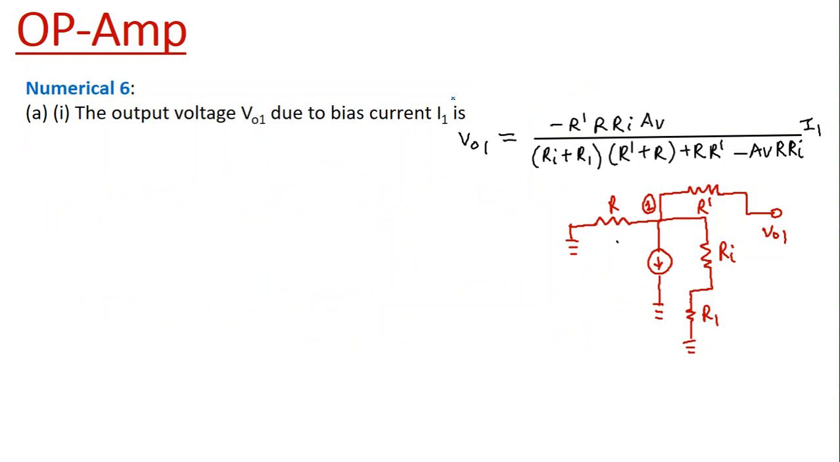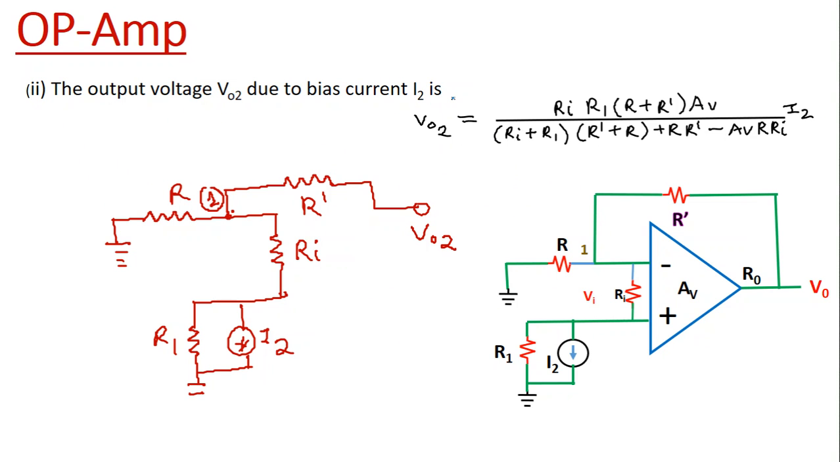Now let us solve the B part, that is the second part of this question, that is VO2. When VO2 is found with respect to I2 and I1 is open circuit, the circuit diagram will look like this. This circuit diagram can be drawn in simplified form like this. This is R dash, this is Ri. Now I2 will come across R1 from this circuit diagram.